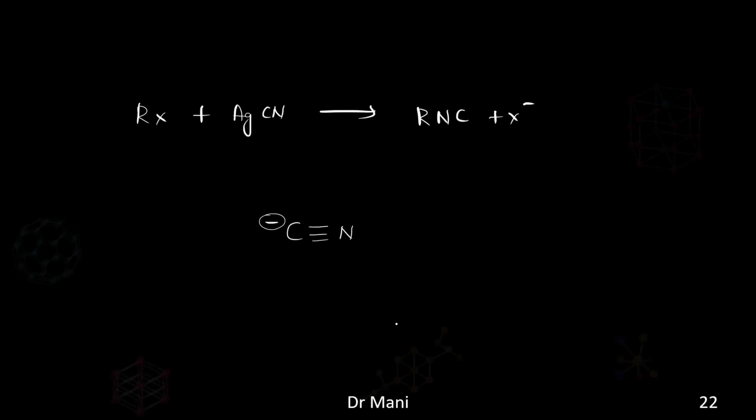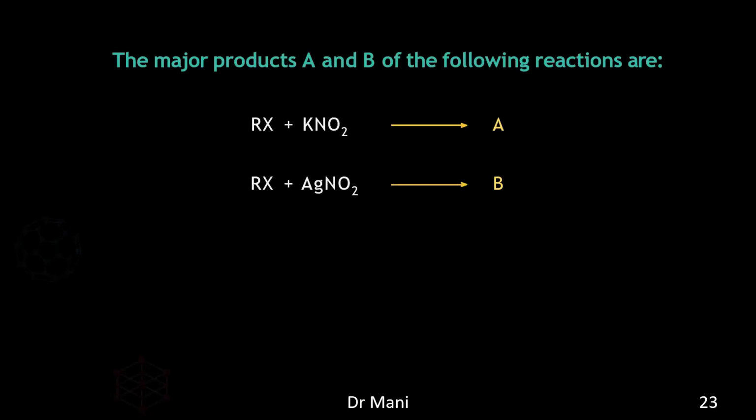Can someone tell me? So tell me this. Will it be RNO2 plus KX? Nope. See, here the KNO2 dissociates like K plus and NO2, or you can say it's like ONO. We know nitrogen can make a triple bond, so it will make a double bond with one oxygen and a single bond with one oxygen. So there will be a minus on this oxygen. Okay. So someone can bind here.